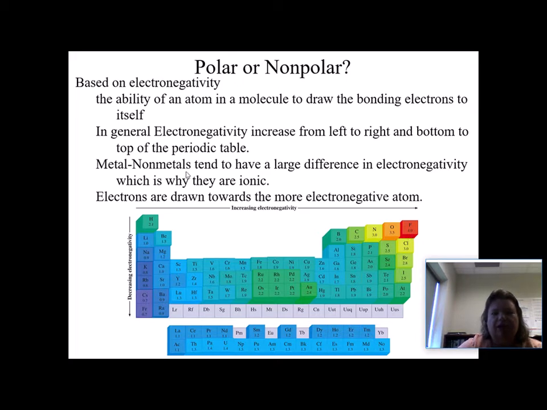Metals and nonmetals tend to have a large difference in electronegativity. That's why they become ionic. So at a difference of approximately 2.5, and it's not a set number, but between 2 and 2.5, is when it goes from being a polar covalent bond to being an ionic bond. Okay, and the electrons are always drawn towards the most electronegative atom.